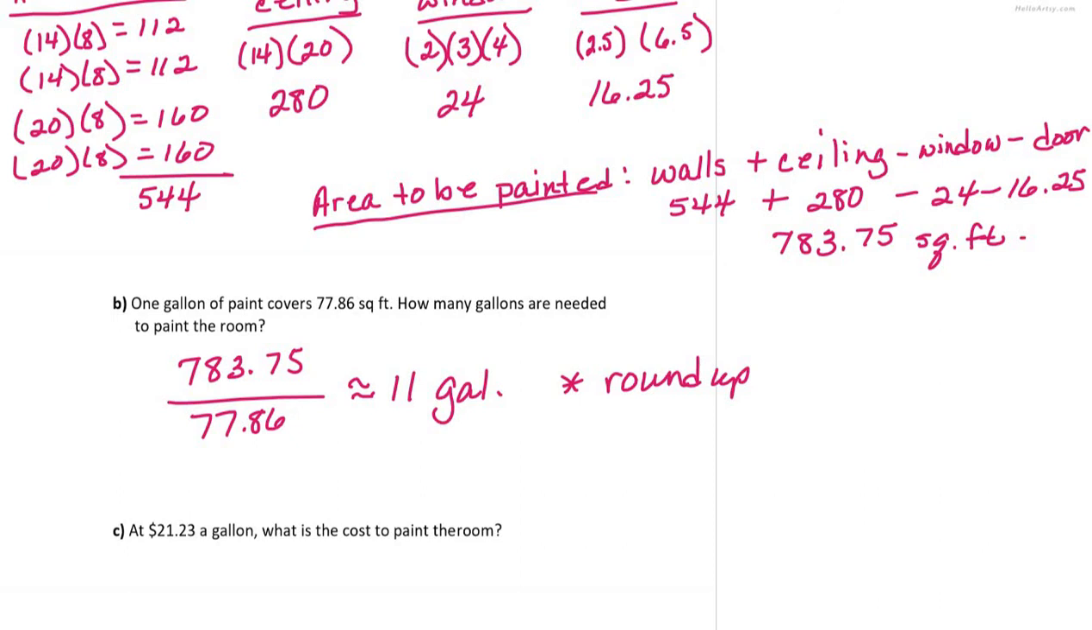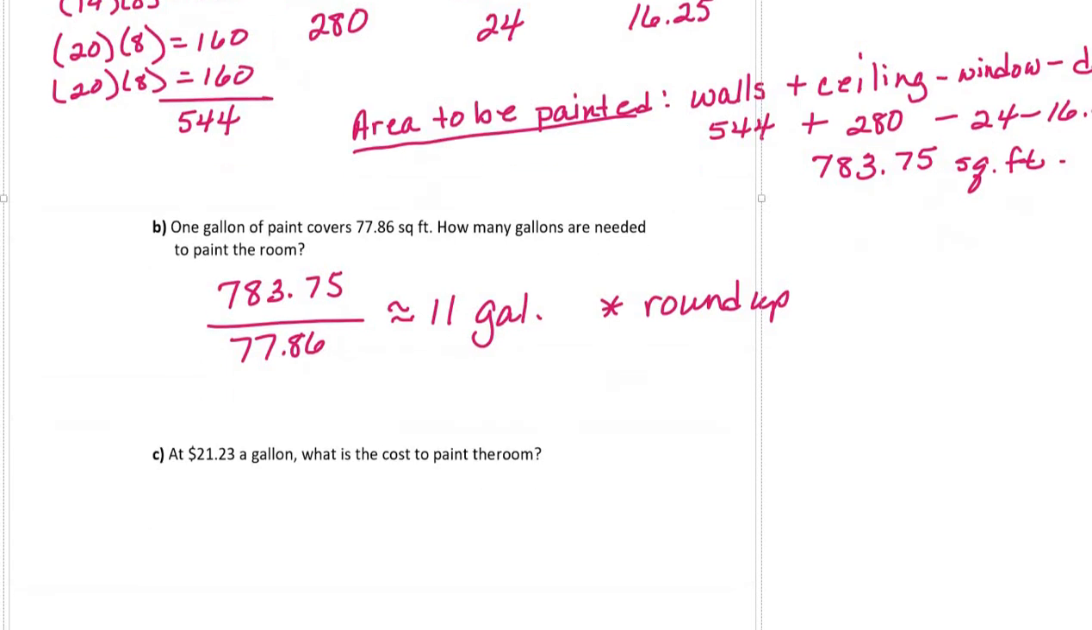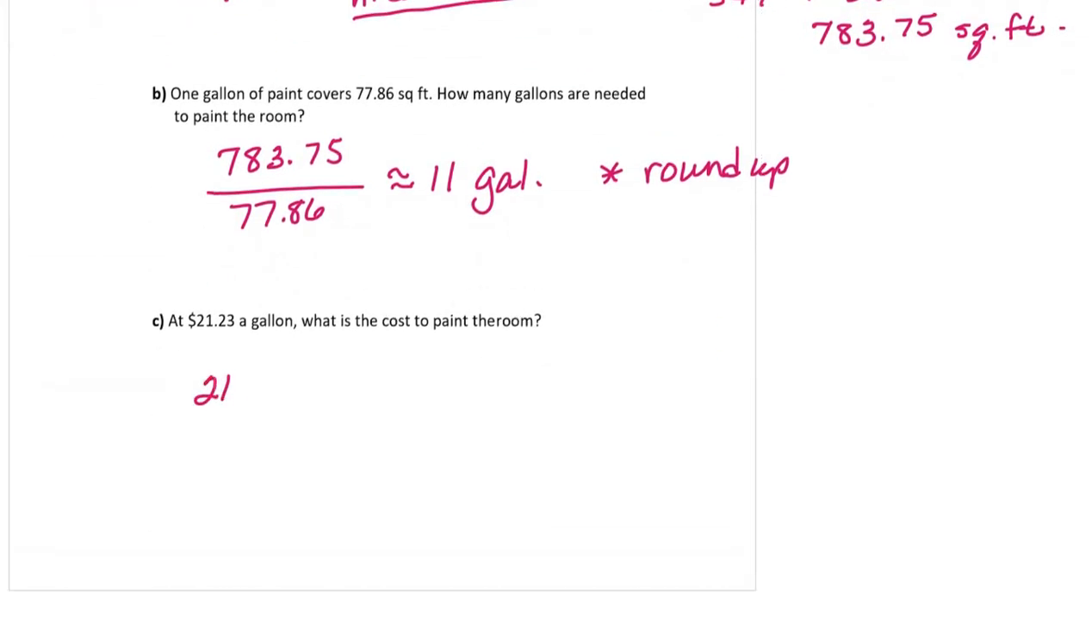And if paint is $21.23 a gallon, what is it going to cost to paint the room? So I have $21.23 per gallon, and I have 11 gallons. Multiply that together. The cost is going to be $233.53.